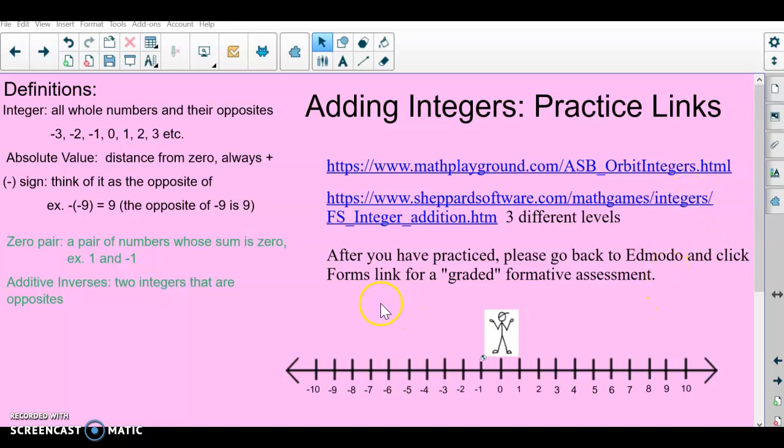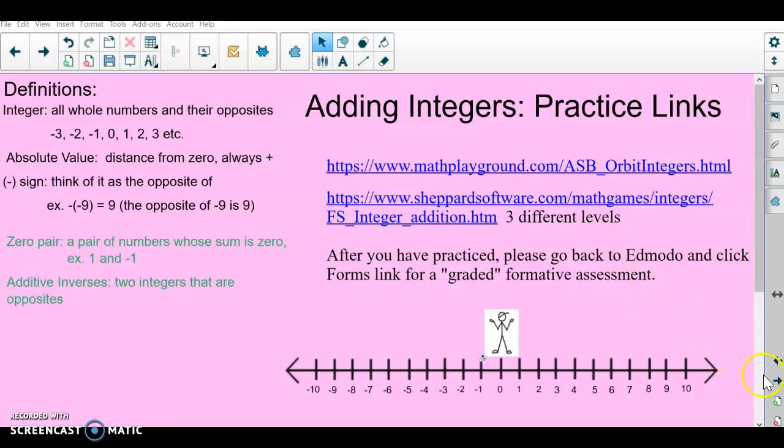So after you've practiced one of these two sites or both of them, you do not have to go to both, then you're going to go to Edmodo and click on the forms for the formative assessment. I believe it's just 10 questions on adding integers. And I put graded in here because you know how things have been graded in the past. This would just be an idea of how you guys are doing before we go on to subtracting integers.